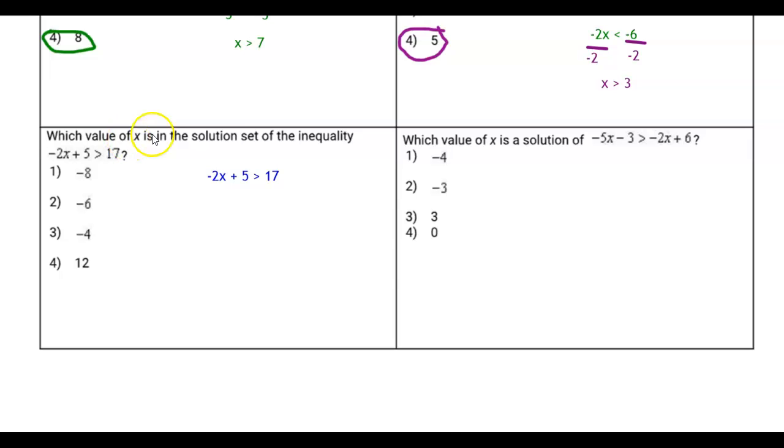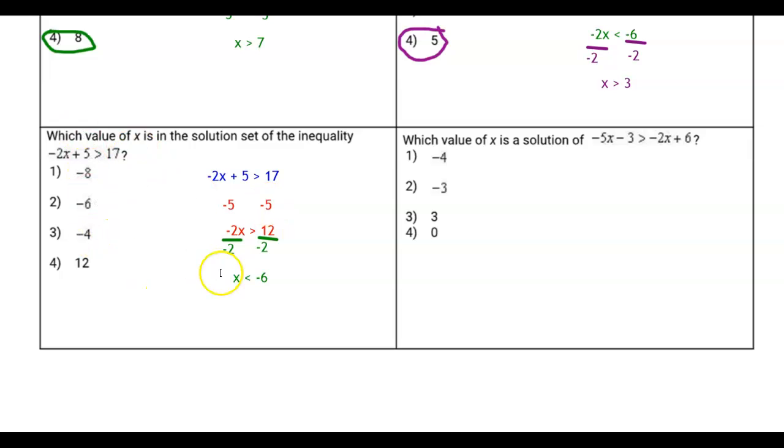To determine which value is in the solution set, I'm going to solve this by adding 5 to both sides using my inverse operations. Subtracted that 5 from both sides. Now I'm going to divide both sides by -2. Again, alarm bell should go off in your head. I'm dividing by a negative, which means I'm flipping my inequality sign. That's my answer. I get x is less than, right, not greater than anymore because I divided by a negative, -6. 12 divided by -2 is -6.